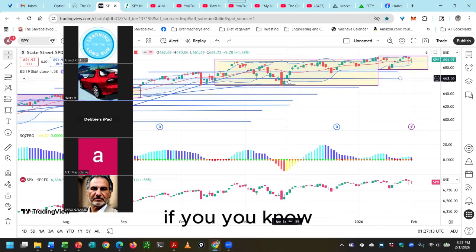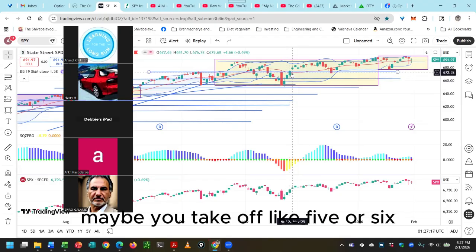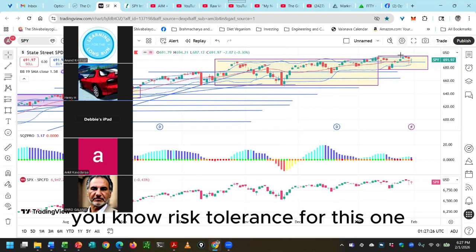So assuming you can afford to buy 10, as soon as it hits the averages, maybe you take off like 5 or 6. And if it keeps going, you take off the rest depending on your risk tolerance.